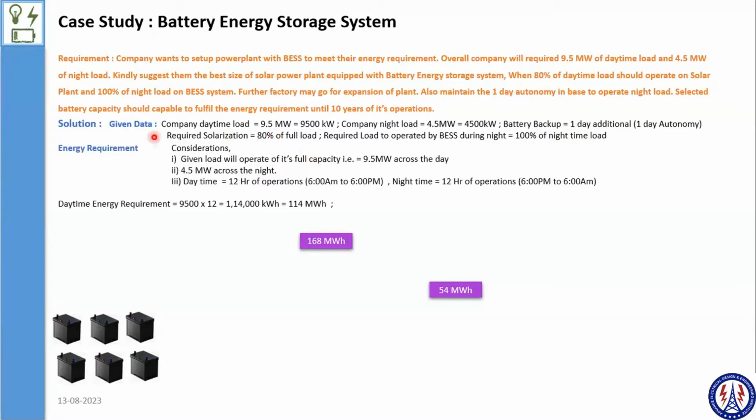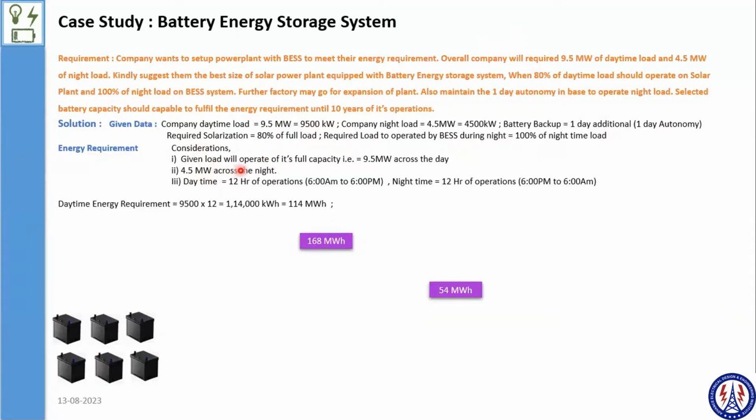If you look at the inputs, they stated 9.5 megawatt for the daytime, nighttime 4.5, battery backup 1 day. I'll reach your point. Solarization, they required 80% of full load. The required load to operate the BESS during night time is 100%. This is the given input. We need to find out the energy requirement first. The very first step should be energy required. Don't jump to the power directly, otherwise later on you will get confused about what step to take. Always for the battery, always hit the energy first.